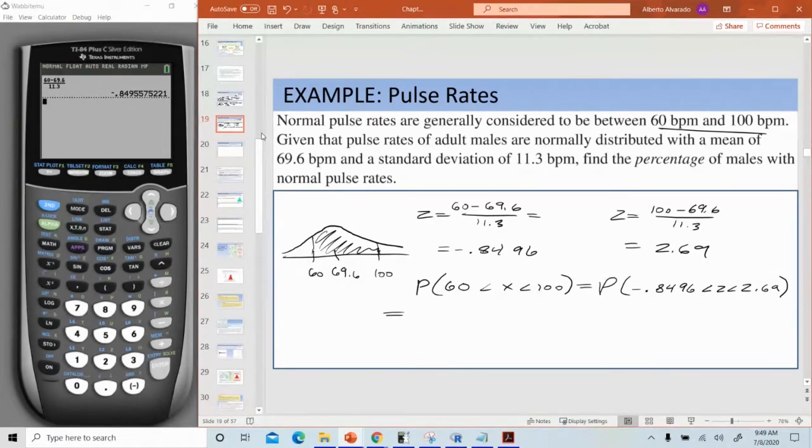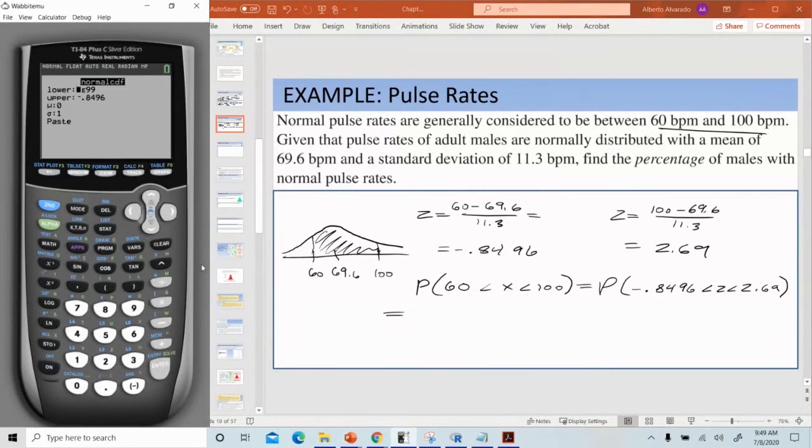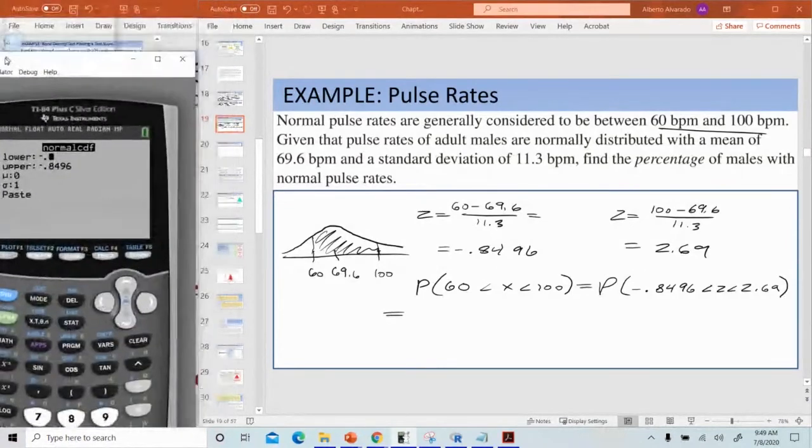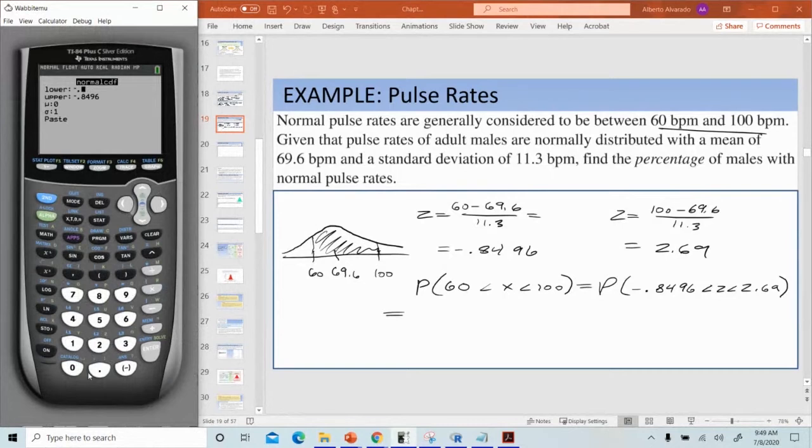Okay, and from there, I just calculate normal CDF. So second var's normal CDF is going to be negative 0.8496 over 2.69. And I get 0.7986, 87 if I round up.